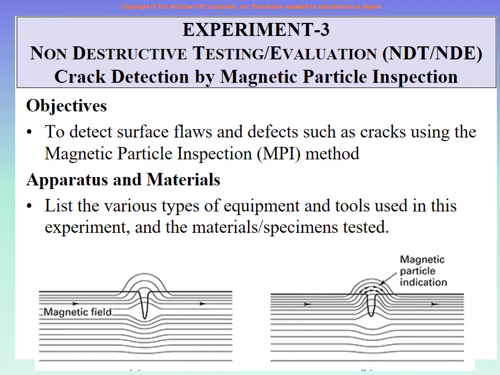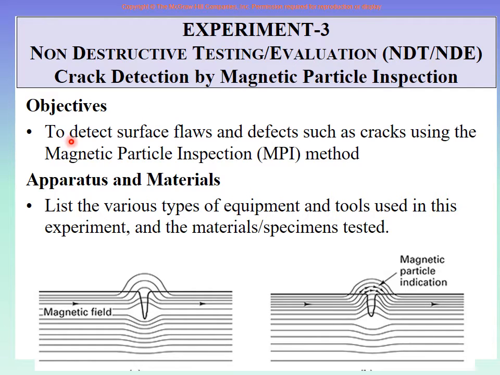Experiment number 3 is about non-destructive testing, or actually what I would like to call non-destructive evaluation. So NDT or NDE. And in this, experiment 3 is about crack detection by magnetic particle inspection. Again, I am showing you this symbolic diagram from the lectures, right? Crack detection by magnetic particle inspection.